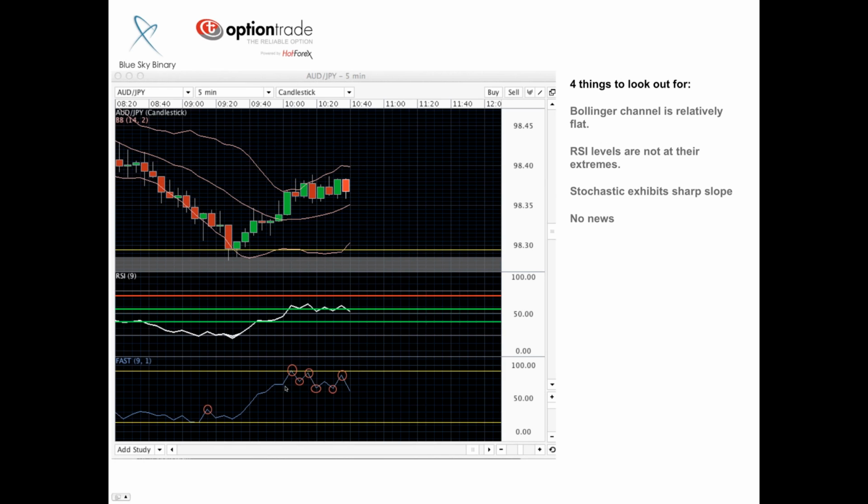Now, I don't know any tools that calculate slope or the trajectory of indicators. If you know any, that'll be great. Please send them my way. But I just do this visually. And what you basically do is you see if the slope is over 45 degrees, 45 to 50 to 60. The steeper the slope, the better it is.